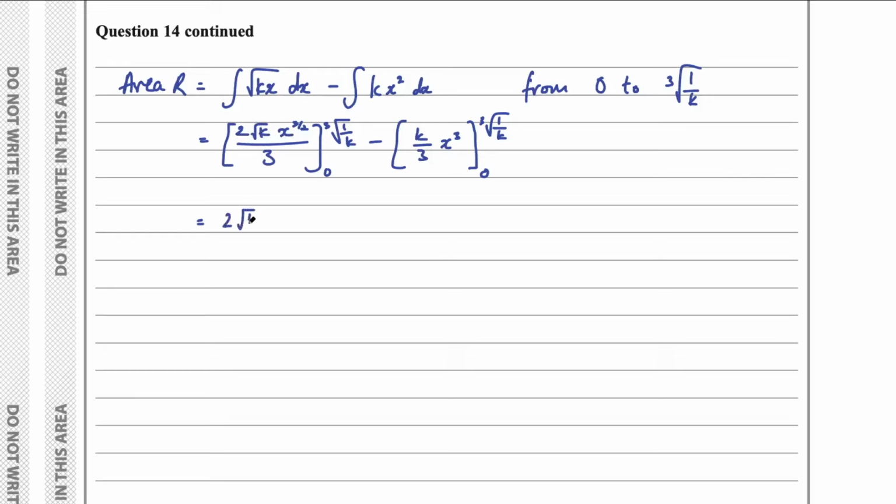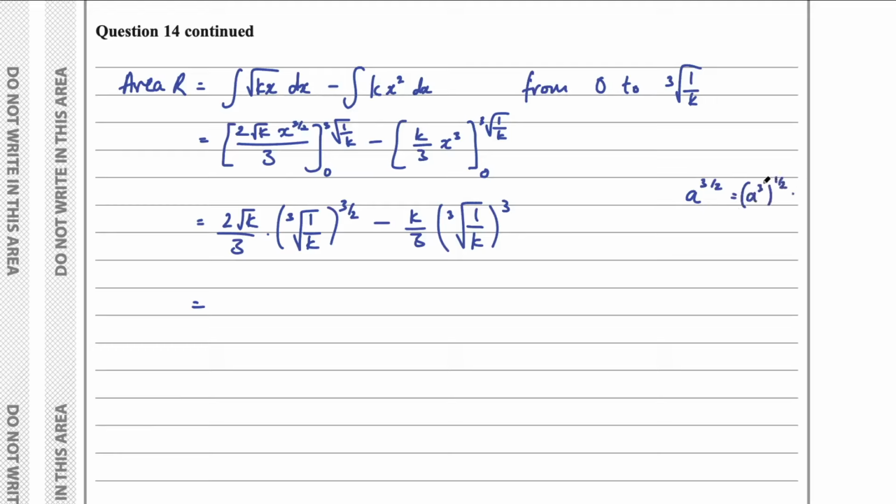So we'll have 2 root k on 3 multiplied by the cube root of 1 on k to the power of 3 on 2, and all of this subtracting k on 3 times the cube root of 1 on k, cubed. That cube root and that cube are going to cancel out, so that one's not going to be too bad. What about this one over here? Remember, something to the power of 3 on 2. If we do a little example, a to the power of 3 on 2 is the same as a cubed to the power of a half.